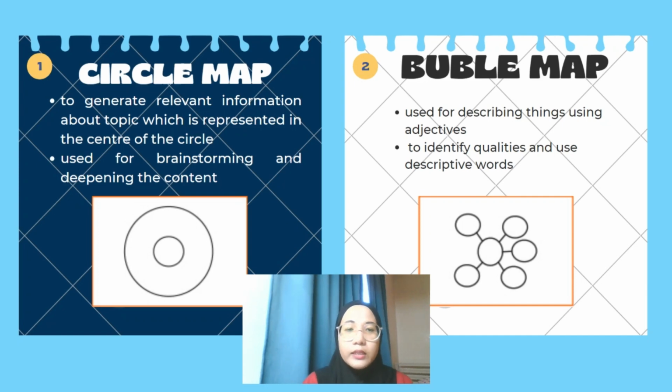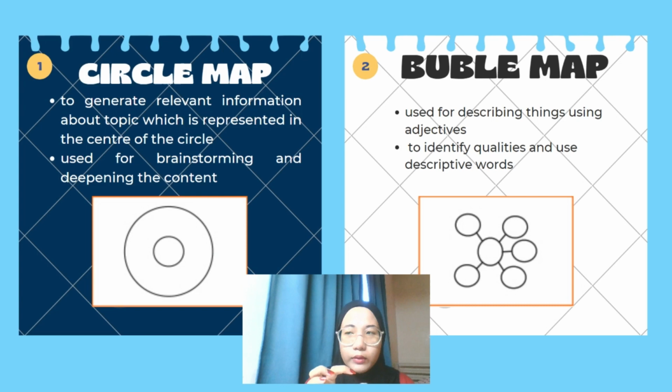For the first one, circle map. Circle map is for defining. This map helps students to generate relevant information about the topic, which is represented in the center of the circle. So in the circle, you write the main topic, and around the circle, you can write the definition of the topic. This kind of map is usually used for brainstorming and deepening the content.